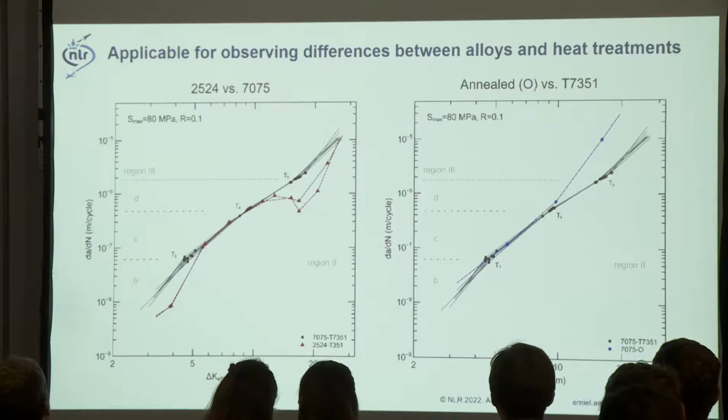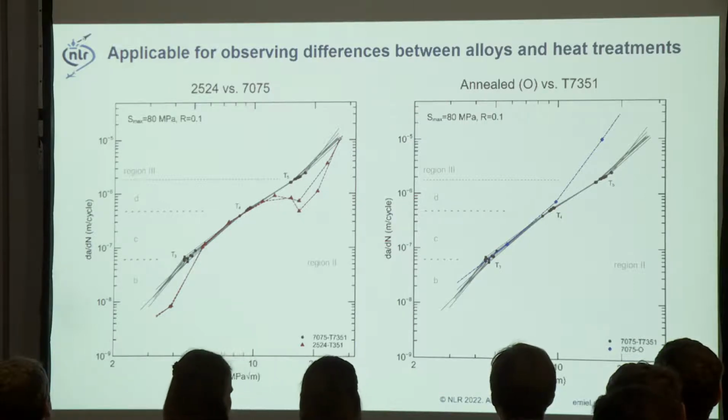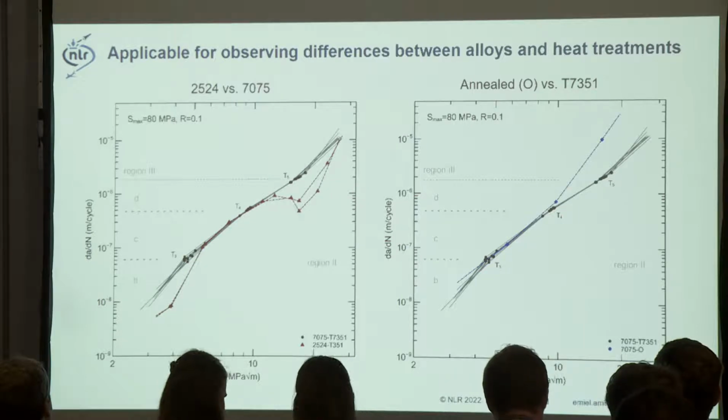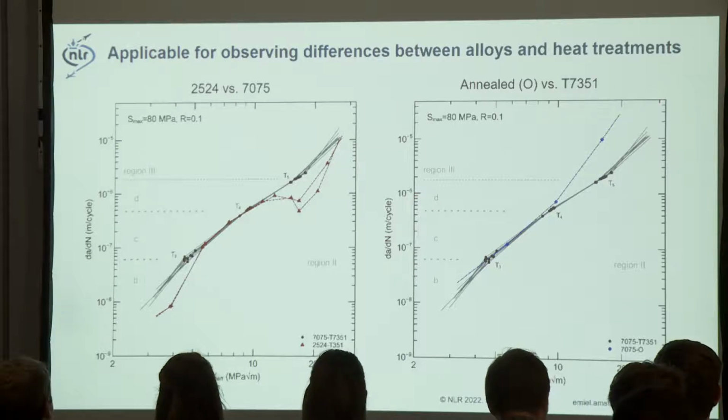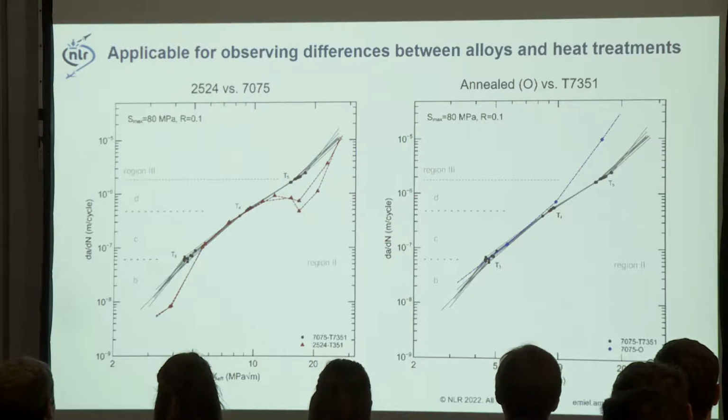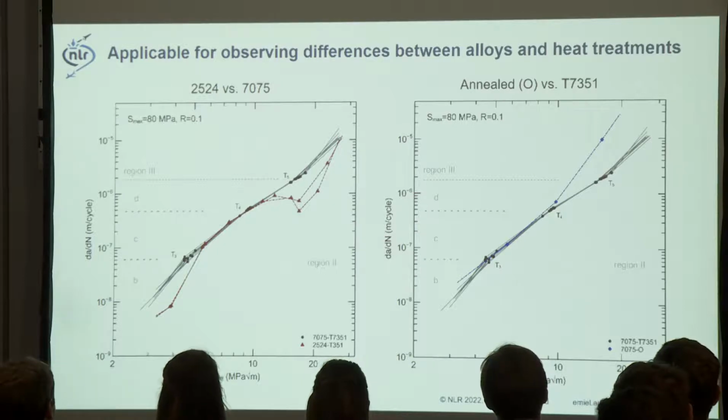If you go to the annealed 7075 material and compare that to the T7, you can see that the crack growth rates are very similar, and then you have a change in behavior at the fourth transition point, and you go immediately from the fourth to stage 3, or region 3 crack growth, where the T7 material has an additional transition at the fifth and then goes to region 3.